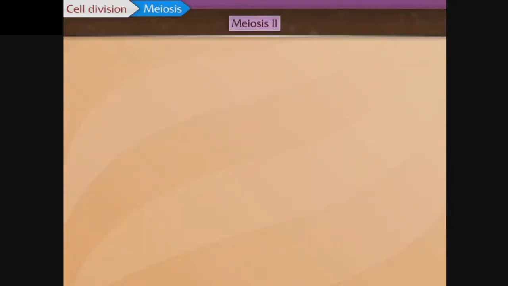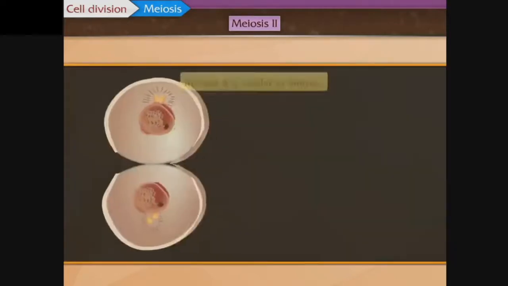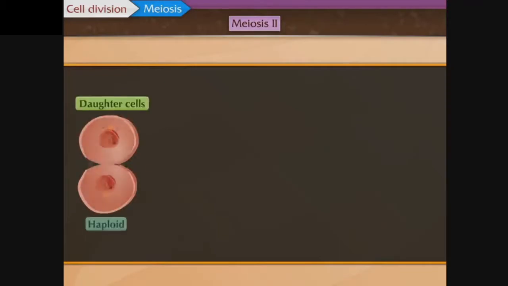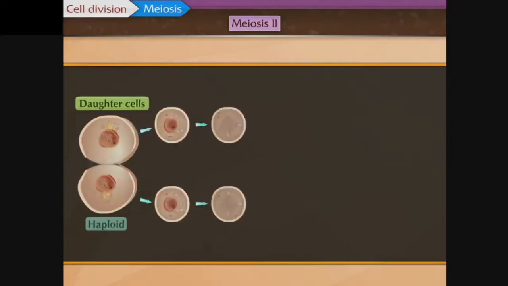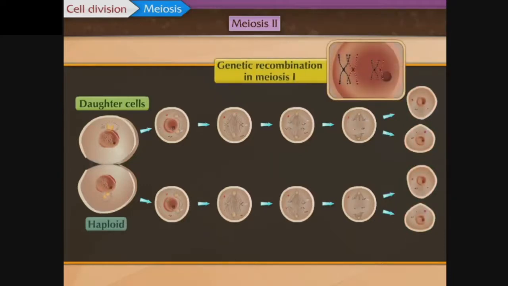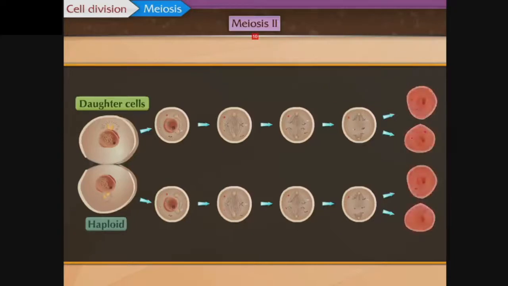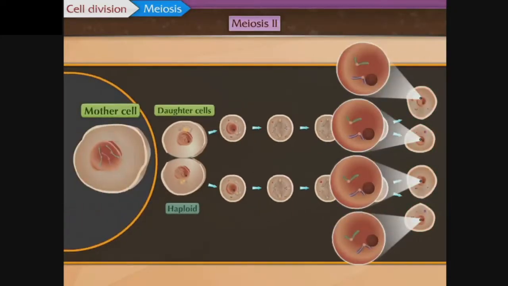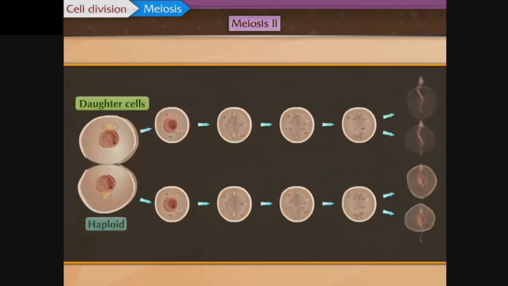Meiosis 2. Meiosis 2 is just like mitosis. In this stage, the 2 haploid daughter cells formed in meiosis 1 undergo division, and finally 4 haploid daughter cells are formed. Since there was genetic recombination in meiosis 1, all the 4 daughter cells formed are genetically different from mother cell and from each other. These cells now transform into gametes which are always haploid, that is, have n number of chromosomes.